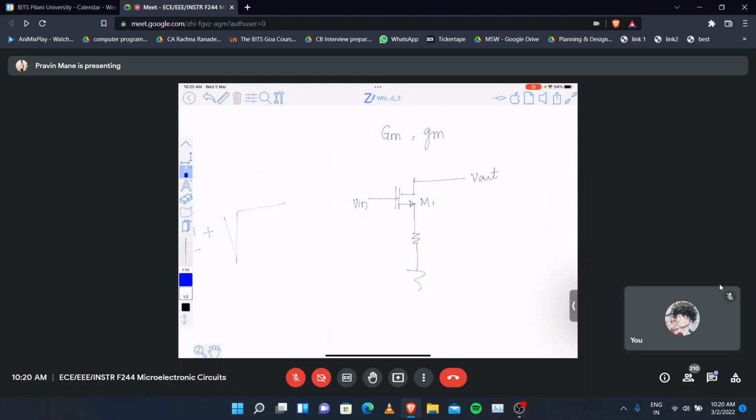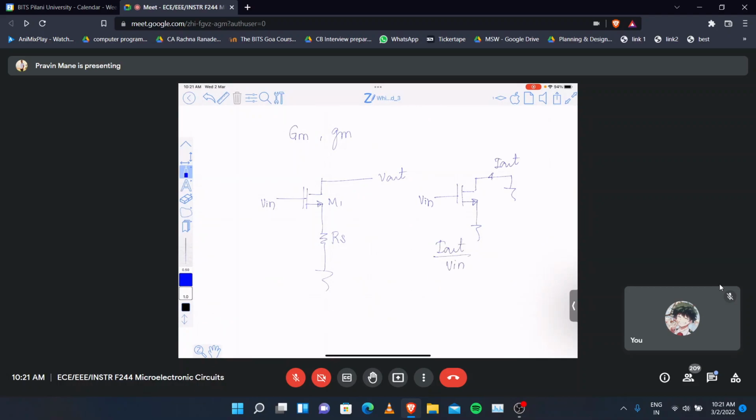How to define gm? Short circuit output current divided by input voltage, right? So this is represented as I out. So I out by V in is nothing but, for a MOSFET, what is the V in here for this device? VGS. So I out by VGS is small gm. So gm is I out by V in, but for this configuration, input voltage is same as VGS.